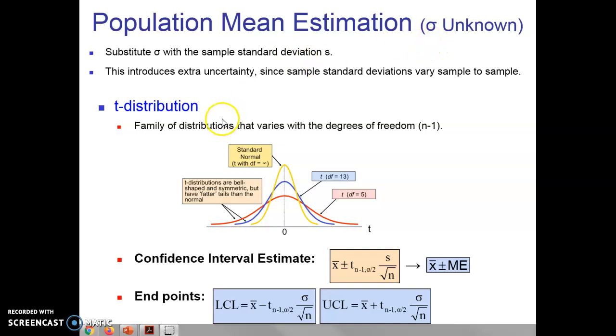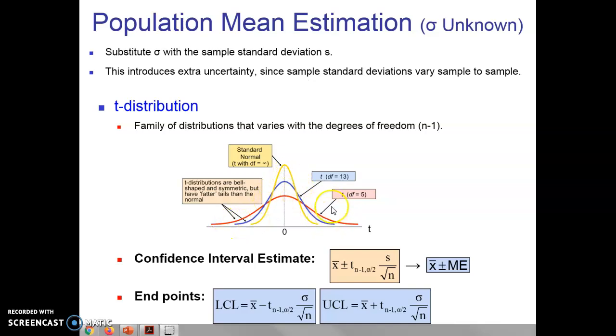So the t-distribution is actually a family of distributions that varies with what's known as the degrees of freedom, our sample size minus 1. Okay. And you can see an illustration here. So for example, if you have a t distribution that has 5 degrees of freedom, meaning your sample size is 6, it's going to look like this, the red line. On the other hand, if you move your sample size up to 14, you get a degrees of freedom of 13. The distribution becomes a little tighter, the blue.